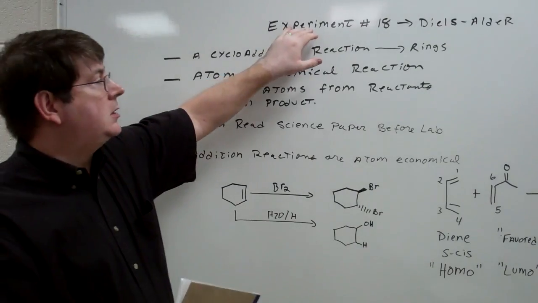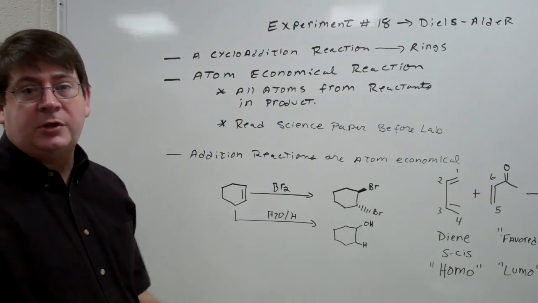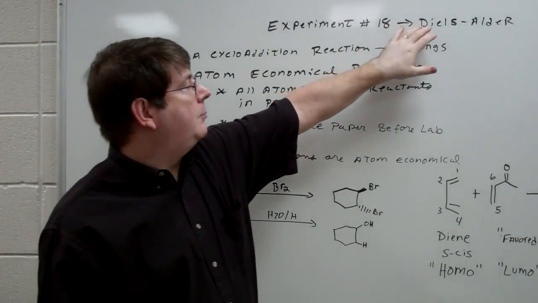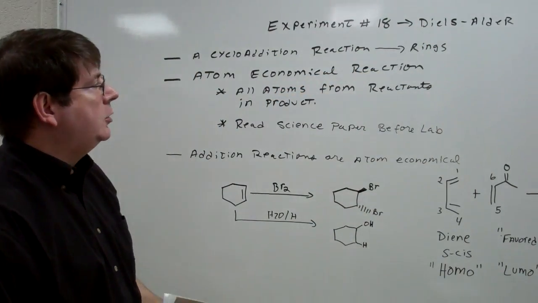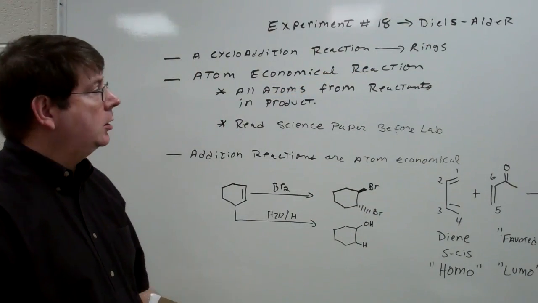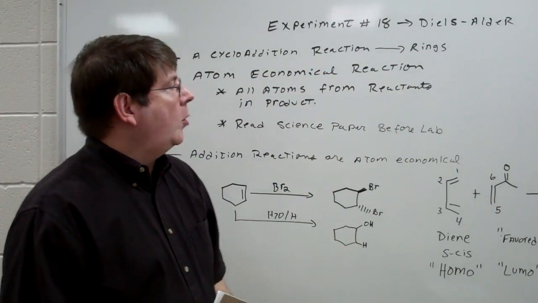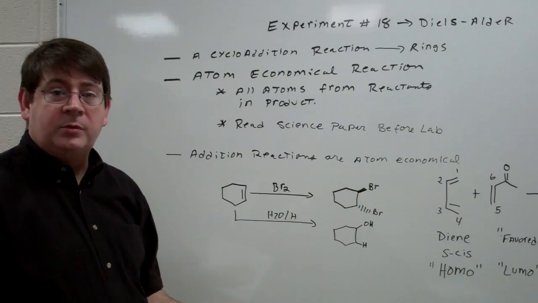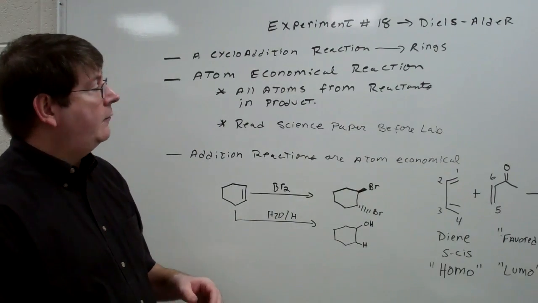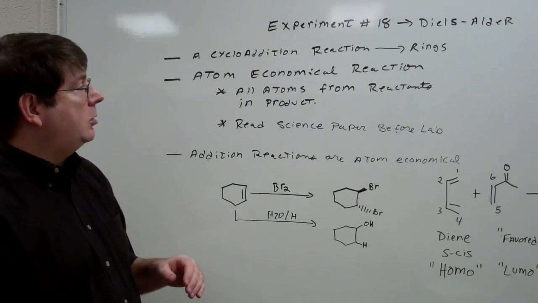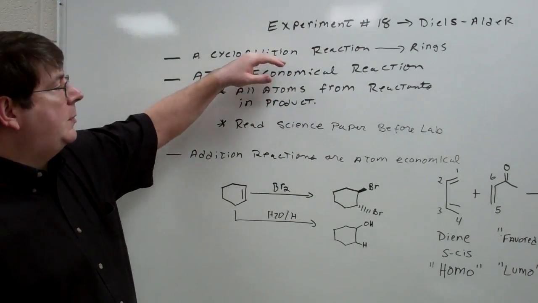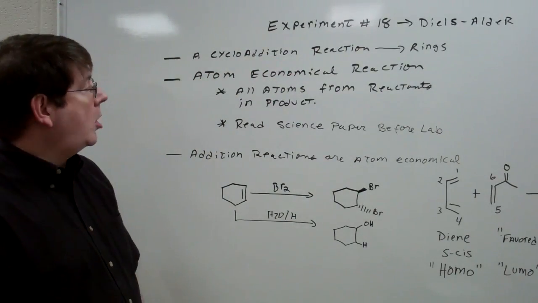So this week we're going to be discussing experiment 18, which is the Diels-Alder reaction. This is another very important reaction. It bears the name of two individuals, Otto Diels and Alder, and they won a Nobel Prize for this particular reaction because it's a very efficient way to form six-membered rings, and it forms carbon-carbon bonds in the process. So it's one of those few reactions that we have in our toolbox, so to speak, to make carbon-carbon bonds.